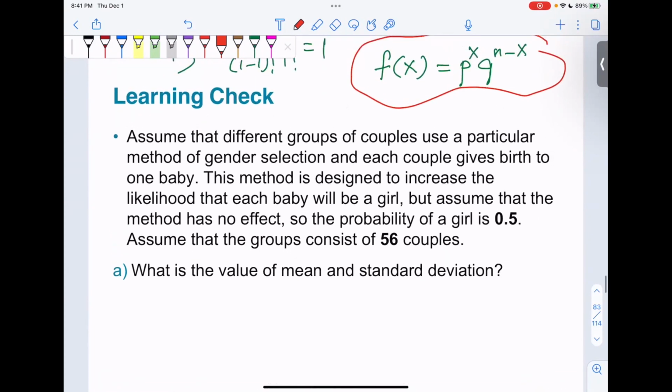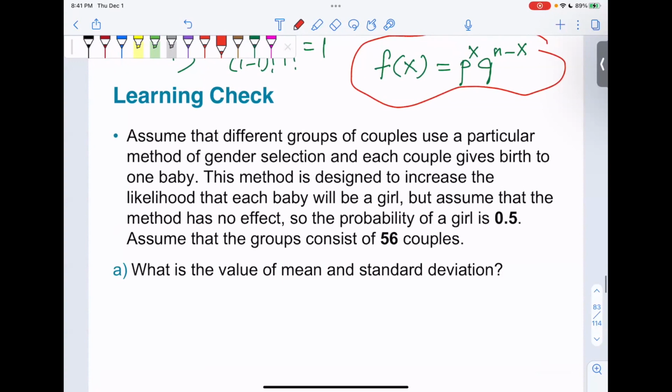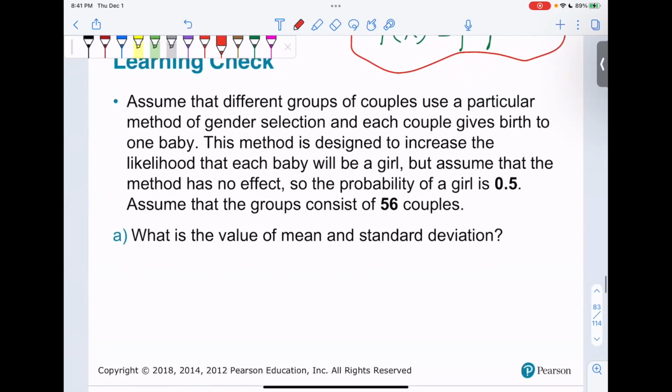Now we have this one. So let's see the question here. What is the value of the mean and standard deviation? Let's look at the question and make sure that this is a binomial distribution. Can you look at the question and tell me, is it binomial or not?